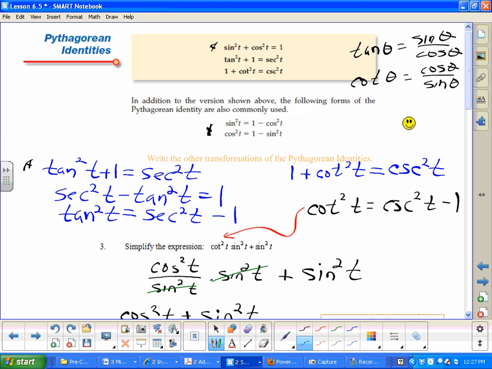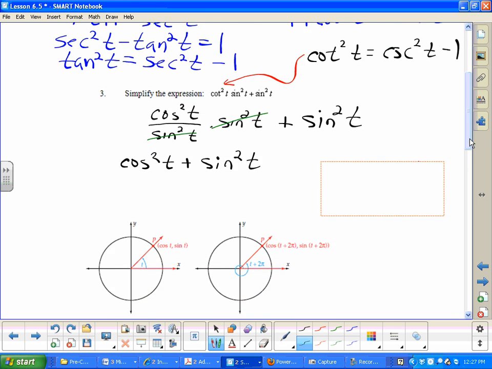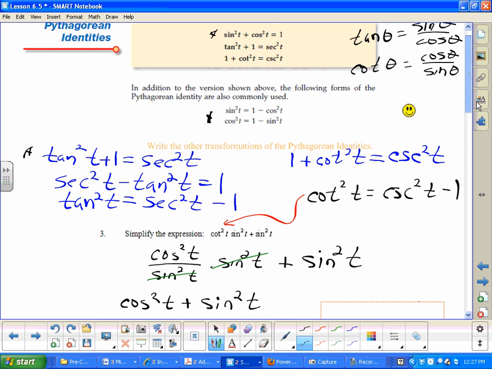You should have them all written down on that sheet of paper where you put that tangent equals sine over cosine. Okay? That cotangent equals cosine over sine. And the reciprocal ones. So now, what does cosine squared plus sine squared equal?